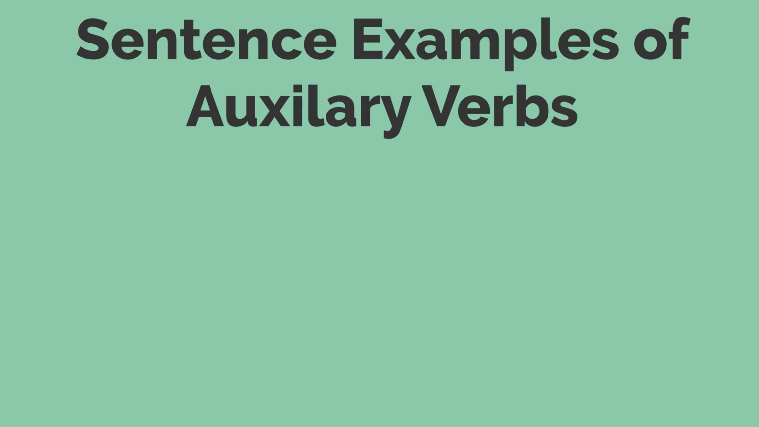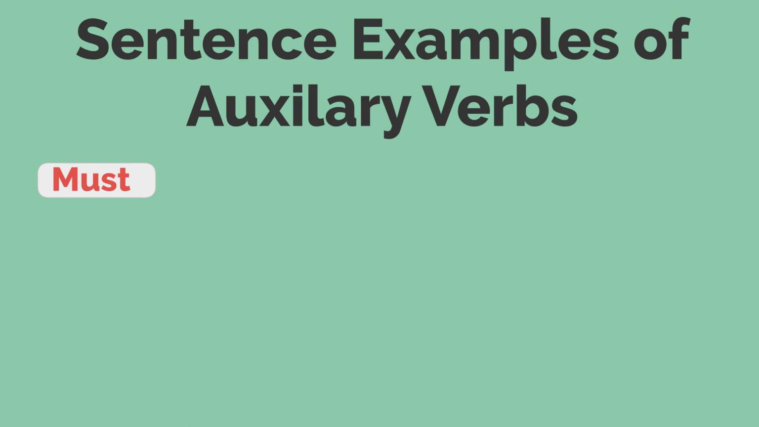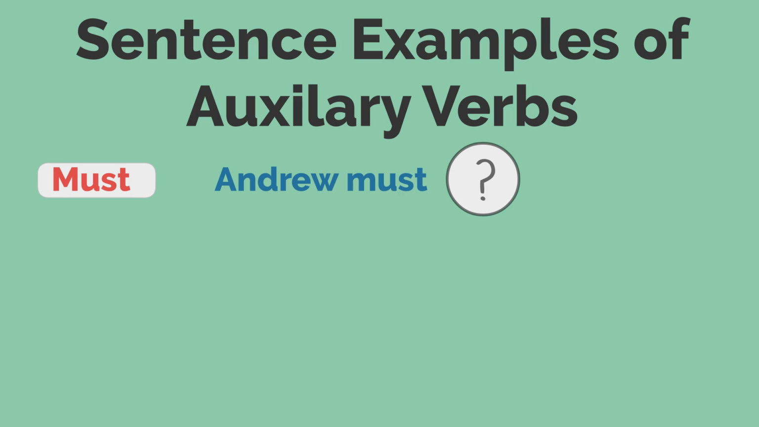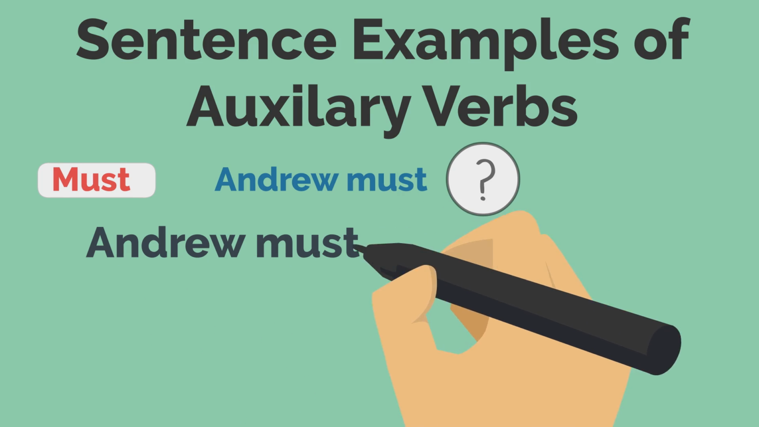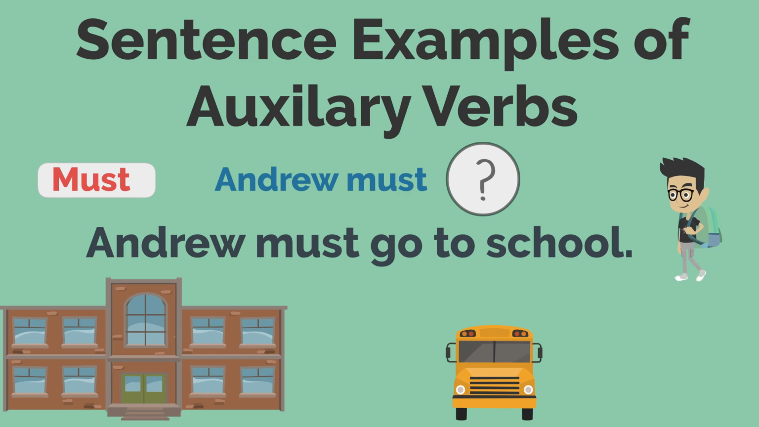Let's look at sentence examples which will help you to understand better. Let's take the helping verb, must. Look at the sentence. Andrew must. Can you understand what the sentence is about? Let's complete it. Andrew must go to school. Now it is complete and conveying a meaningful message. In this example, must is the helping verb and go is the main verb.